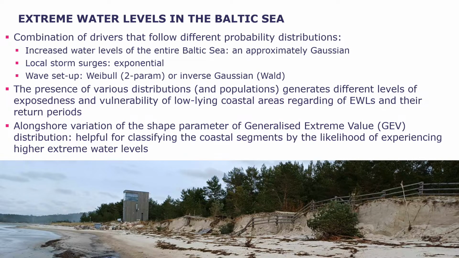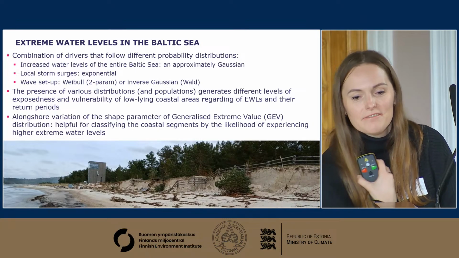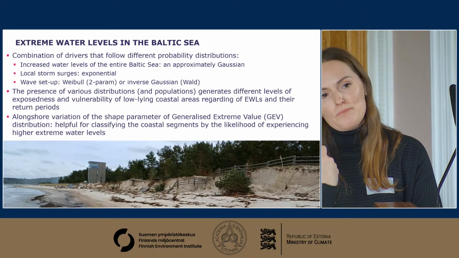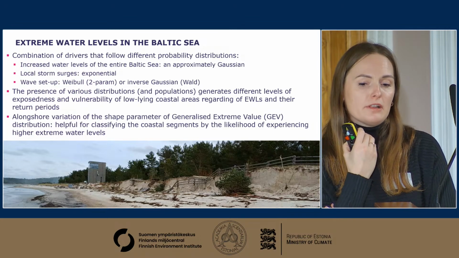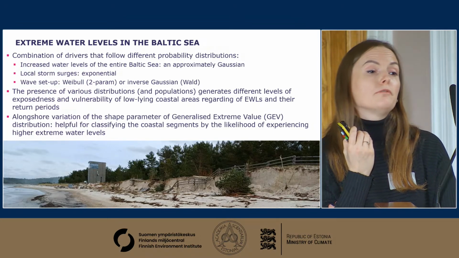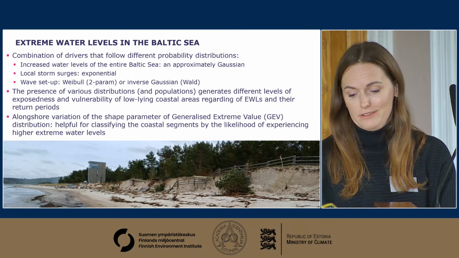The local water level in the Baltic Sea is a combination of the joint impact of several drivers that follow different probability distributions, and the presence of various distributions generates different levels of exposedness and vulnerability for low-lying coastal areas regarding extreme water levels and their return periods. And a longshore variation of the shape parameter of the generalized extreme value distribution may prove itself a helpful tool for classifying the coastal segments by the likelihood of experiencing higher extreme water levels.